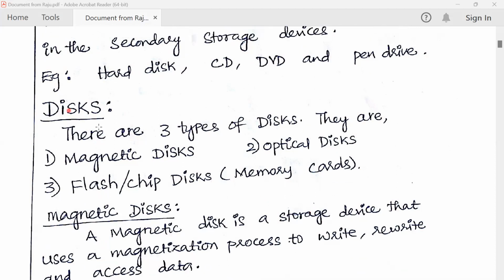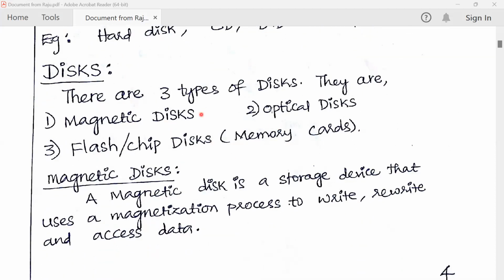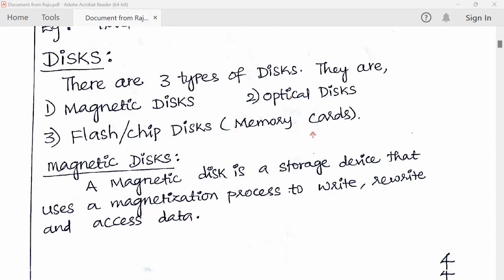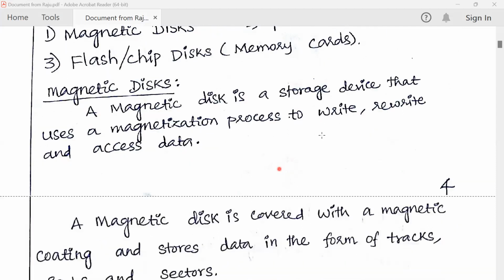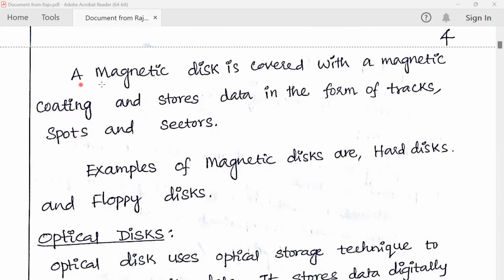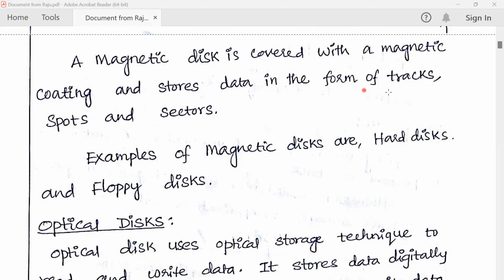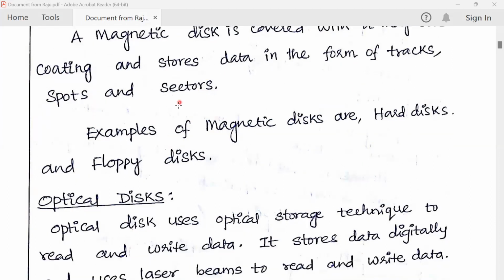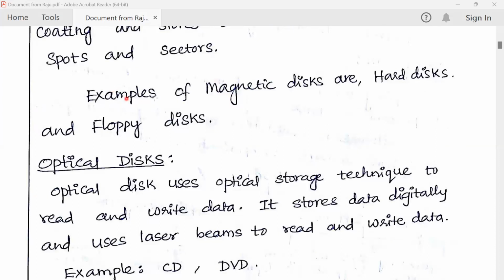Now you see disks are there. There are different types of disks: magnetic disk, optical disk, and flash or chip disks. Magnetic disks, what is the purpose of a magnetic disk? It is a storage device that uses a magnetization process to write, rewrite, and access data. A magnetic disk is covered with a magnetic coating and stores the data in the form of tracks, spots, and sectors. The examples of magnetic disk are hard disk and floppy disk.